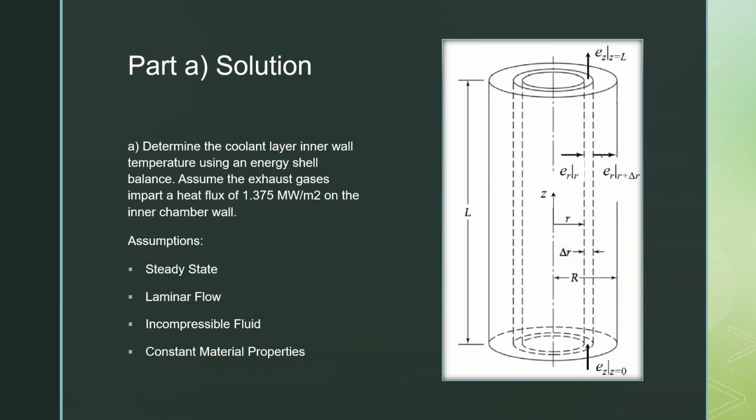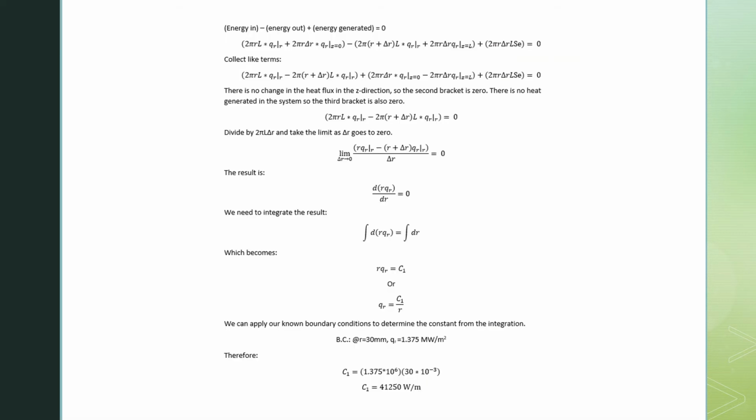Some of the assumptions that the student will have to use throughout our question are steady state, laminar flow, incompressible fluid, and constant material properties. The analysis of this shell balance starts with writing down the energy equation and simplifying it. To do this, the student must understand that the heat flux is constant in the z direction and that there is no heat generated within the system.